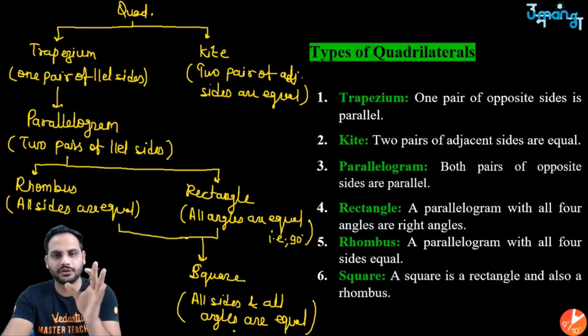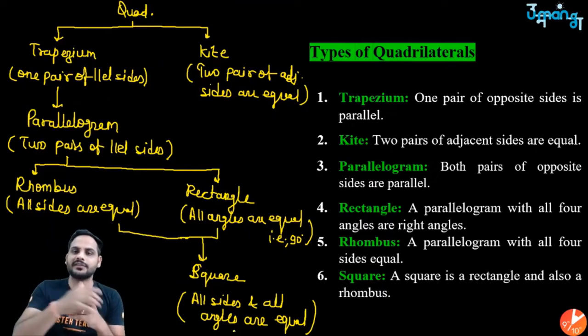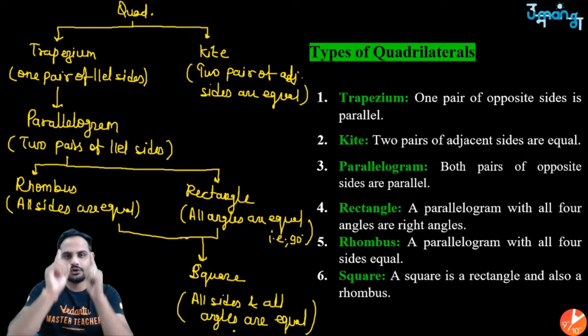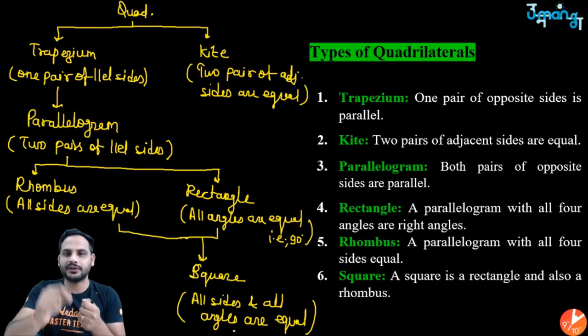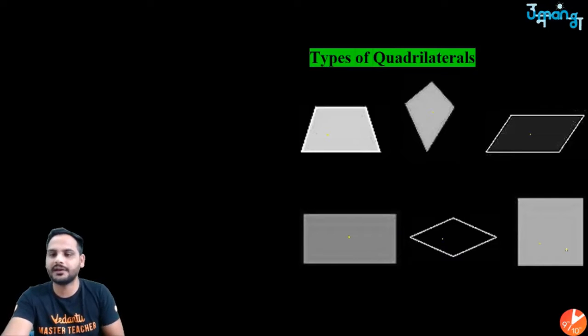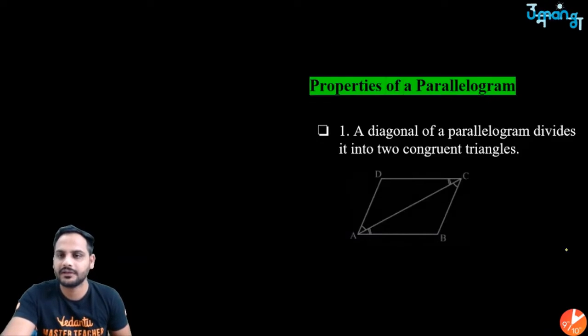Okay, so you can take a screenshot. Also, in the Umang series, in the first session, I've explained all of this in detail. Do check out that video if you want to understand it from the very beginning. So this is your trapezium, this is your kite, this is your parallelogram, rectangle, rhombus and square. Different shapes we have just shown.